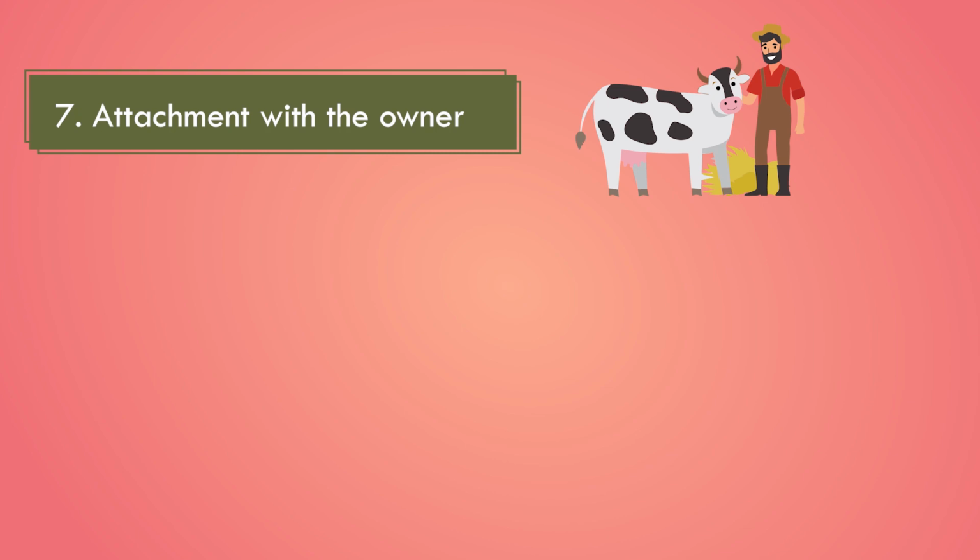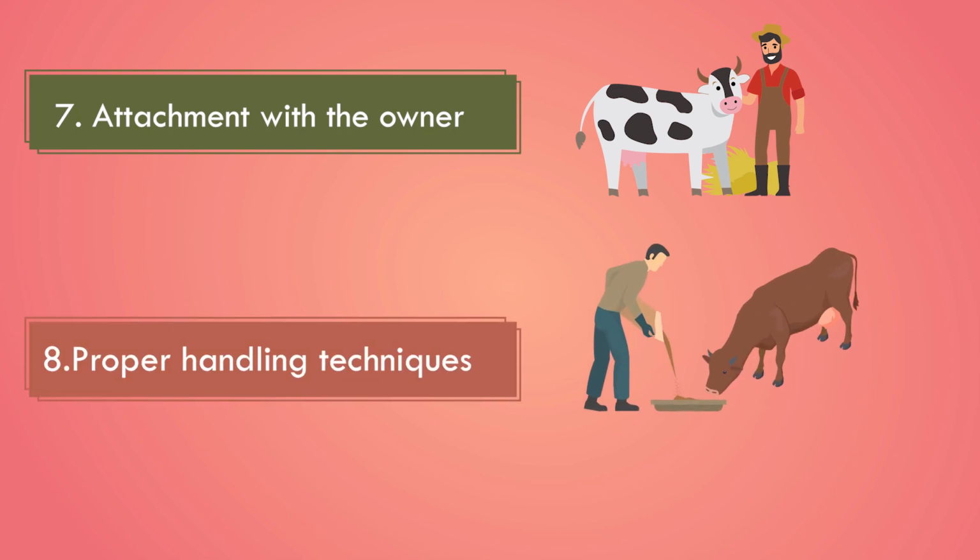Animals can sense the human mood by watching the human behavior. Then the 8th point is proper handling techniques. Some animals take longer than others to get trained, but all farm animals can be handled safely and effectively if proper techniques are used. So viewers, let us now discuss the various signs of distress in farm animals.